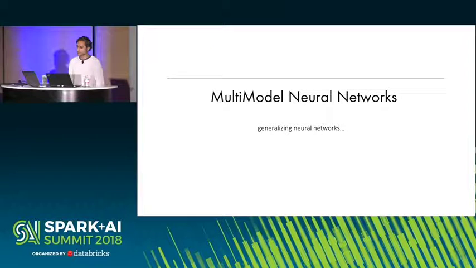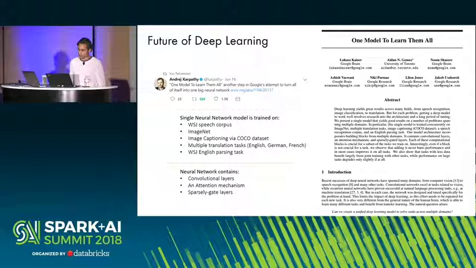The other kind of crazy thing I think is multimodal neural networks. I think it was last year that Google published this paper, One Model to Learn Them All, and one of the deep learning engineers, I think he was the head of deep learning at Tesla for a while, said this is another step in Google's attempt to turn all of itself into one big neural network. What this is, is a single neural network trained to do multiple tasks. It was trained on the Wall Street Journal speech corpus, on ImageNet, on image captioning via the COCO dataset, on multiple translation tasks between 3 languages, and also on parsing, like getting the grammar out of text.